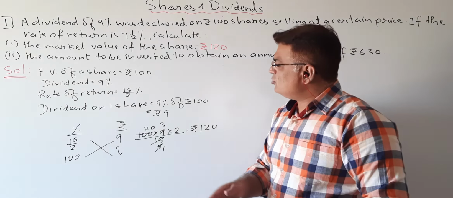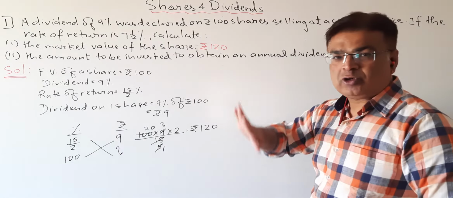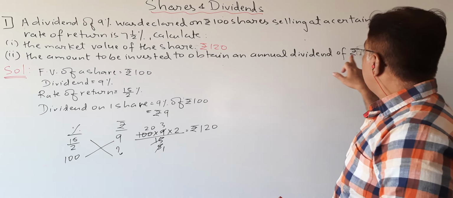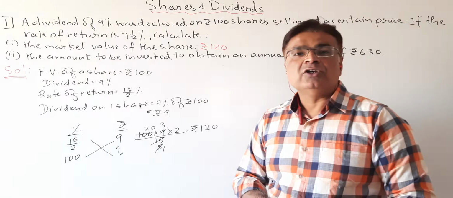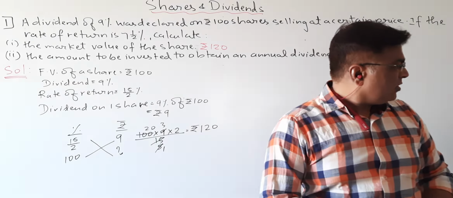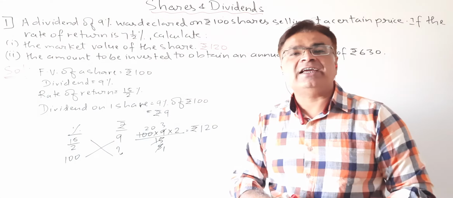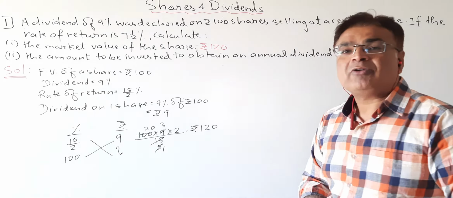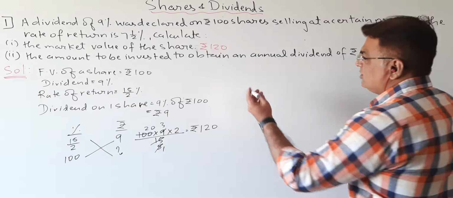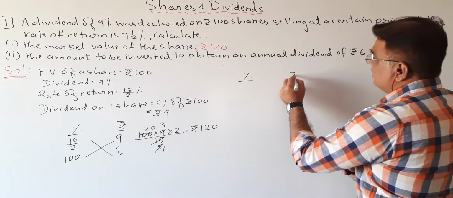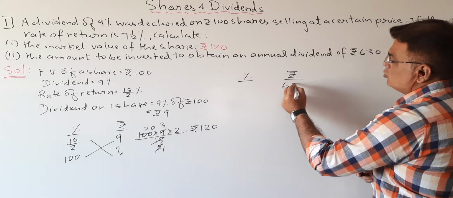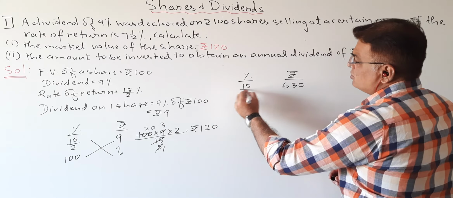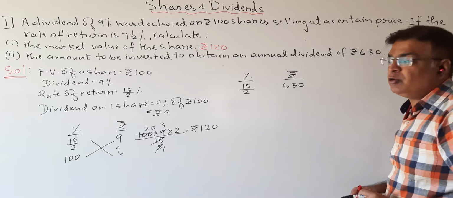Now students, you can see that the first part we have solved. Now, the amount to be invested to obtain an annual dividend of rupees 630. So in all, how much am I earning? I am earning rupees 630. So what amount do I have to invest? Let us see percentage again. Again we can do it by the unitary method. So I am earning a total of 630 rupees. At that time, what is the percentage I am getting? 15 upon 2.